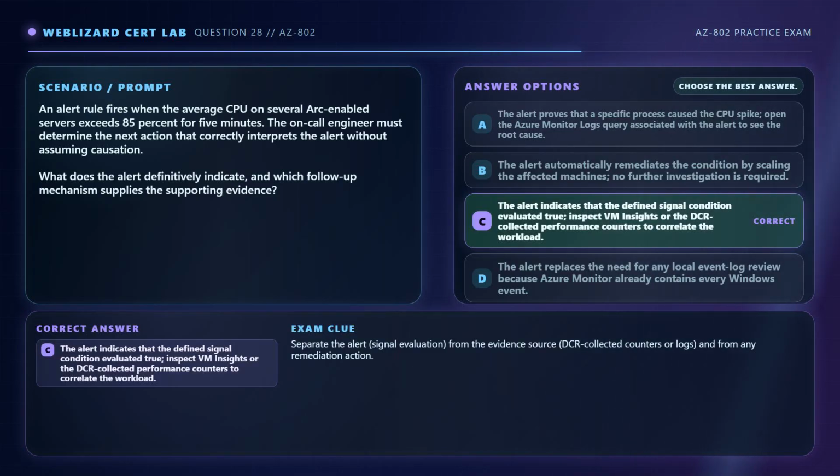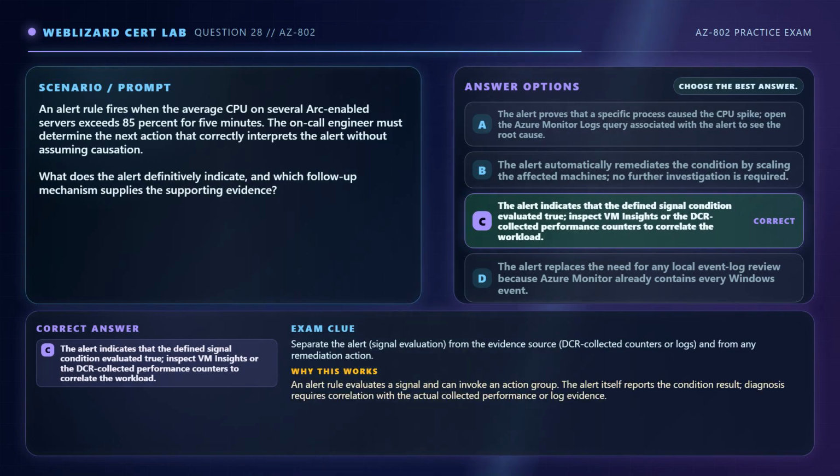The correct answer is C. The alert indicates that the defined signal condition evaluated true. Inspect VM insights or the DCR collected performance counters to correlate the workload. An alert rule evaluates a signal and can invoke an action group. The alert itself reports the condition result. Diagnosis requires correlation with the actual collected performance or log evidence. Exam clue: separate the alert, signal evaluation, from the evidence source, DCR collected counters or logs, and from any remediation action.